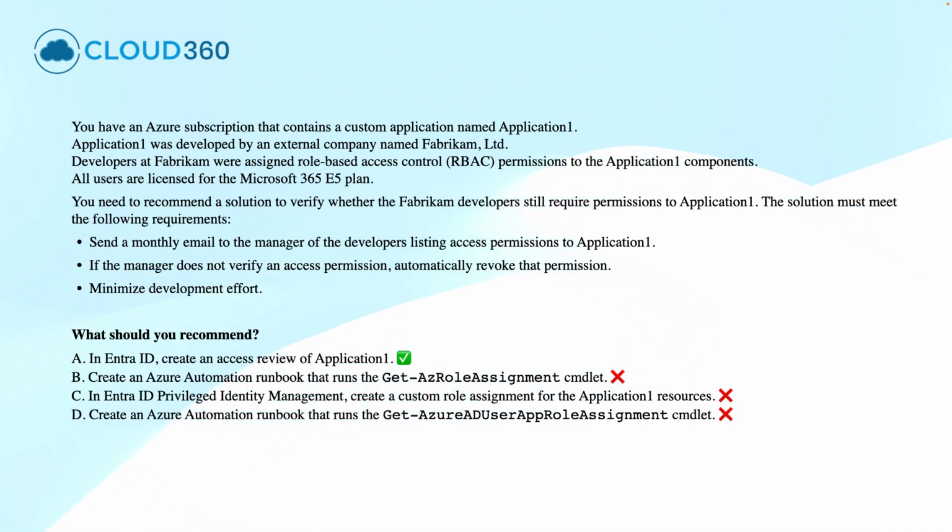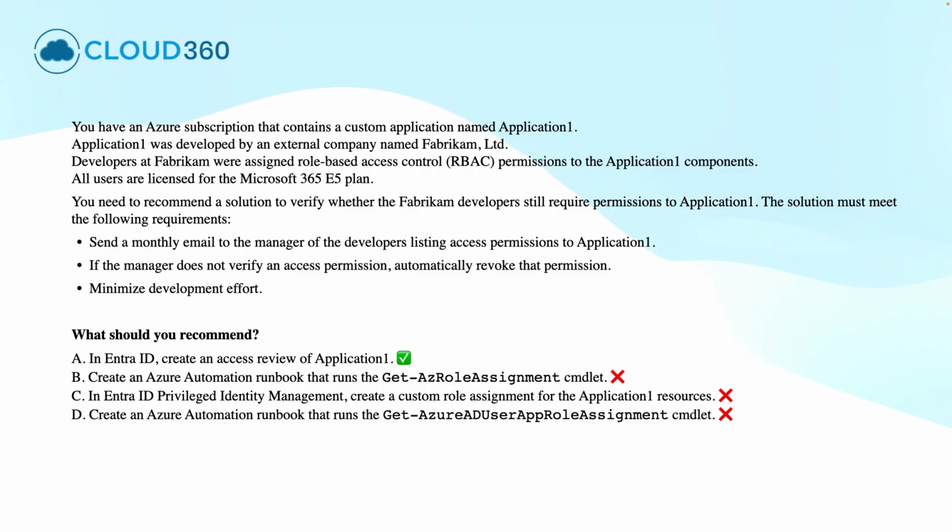This is one of the questions. You have an Azure subscription that contains a custom application named App1. The App1 was developed by an external company named Fabrikam Limited. Developers at Fabrikam were assigned the role-based permissions. RBAC was done for the application 1 components. All users are licensed for the Microsoft 365 E5 plan.